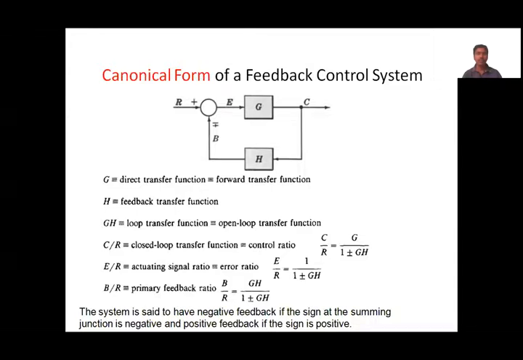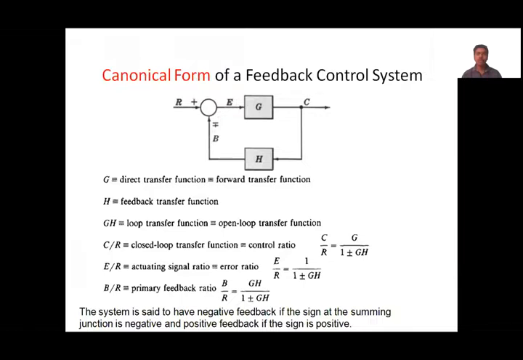And from this form, the canonical form, we can calculate different parameters like what is the forward transfer function. Here G is the forward transfer function, and what is the feedback transfer function, like feedback gain H. And what is the open loop transfer function? This is the product of forward and feedback gain. So total G into H is the open loop transfer function. And what is the control ratio or closed loop transfer function? Already we have seen C by R is the control ratio.